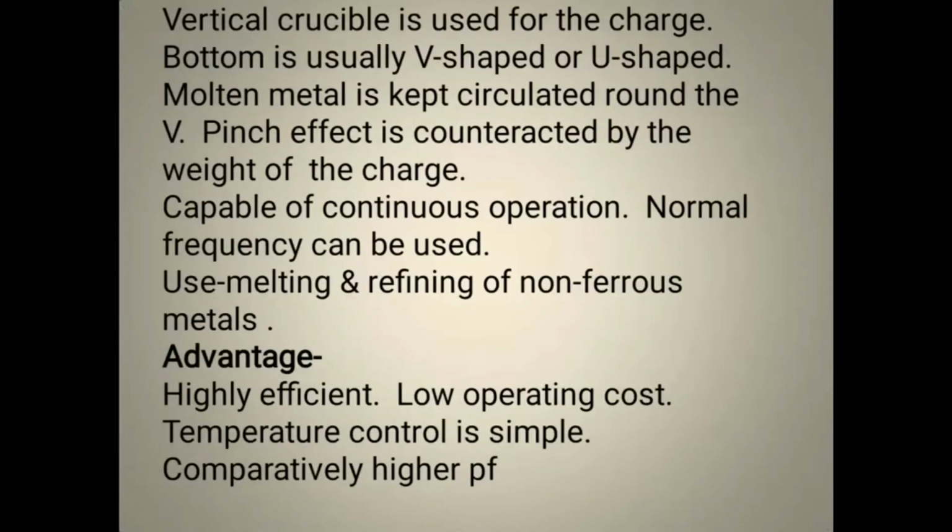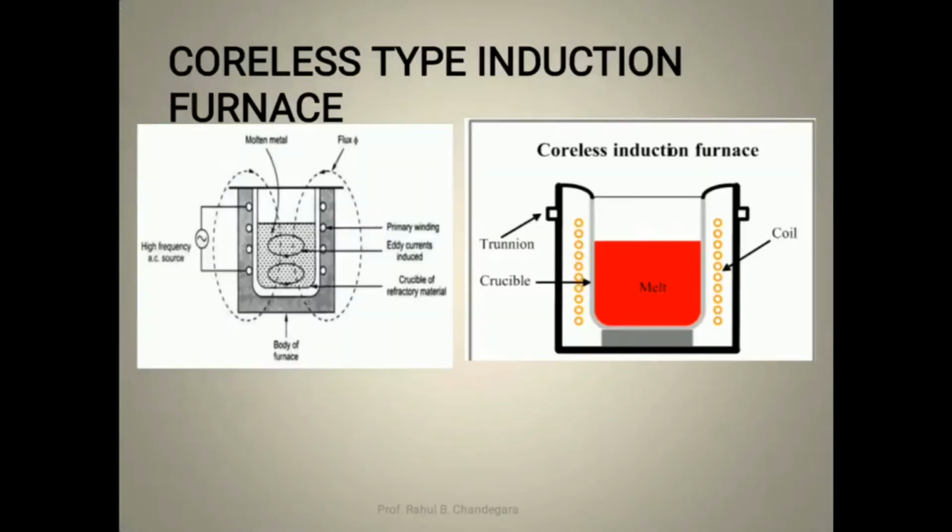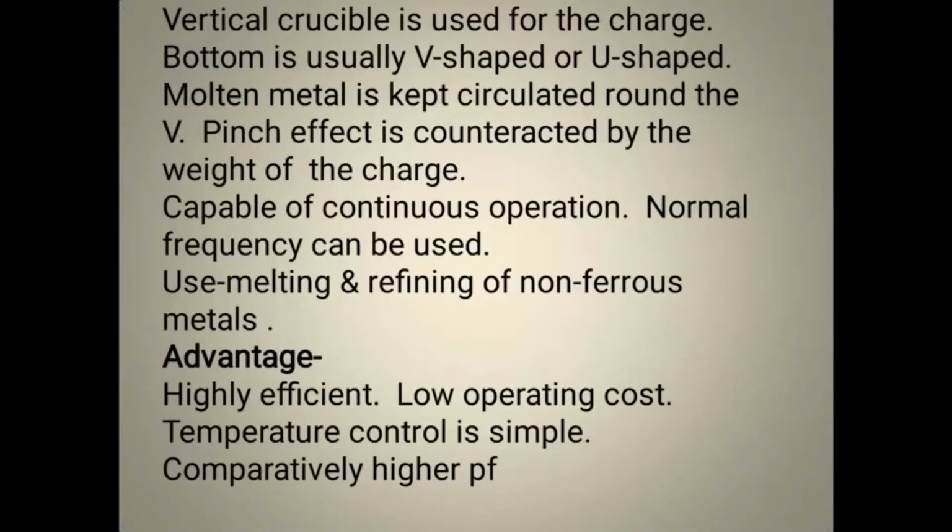A vertical crucible is used for the charge. The bottom is usually V-shaped or U-shaped. Molten metal is kept circulating around the V. Pinch effect is counteracted by the weight of the charge. It is capable of continuous operation, and normal frequency can be used. It is used for melting and refining of non-ferrous metals. Advantages: highly efficient, low operating cost, temperature control is simple, and comparatively higher power factor.